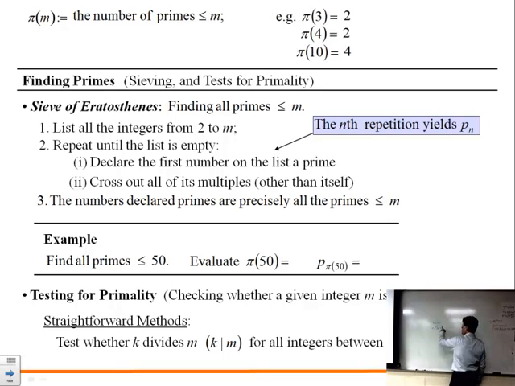If you take pi of x divided by x over ln of x, well, this is pi of x ln of x divided by x. If you take the limit of this as x goes to infinity, it tends to 1.